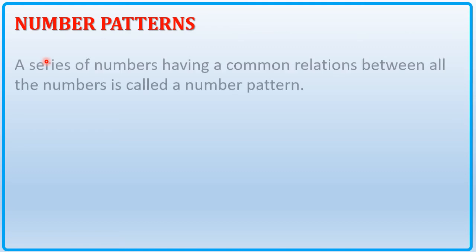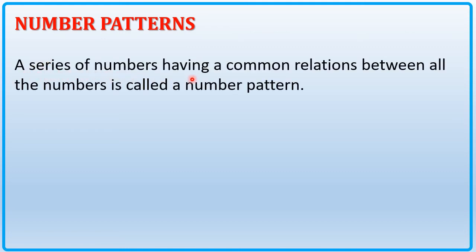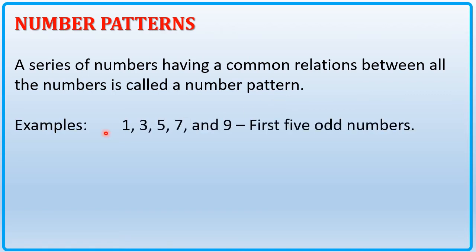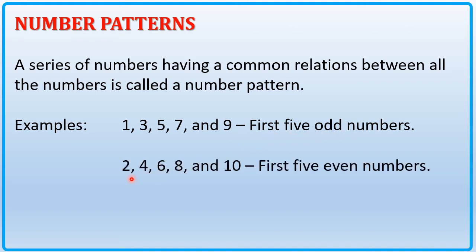Now let us understand what are number patterns. A series of numbers having a common relation between all the numbers is called a number pattern. Examples: 1, 3, 5, 7 and 9. These are first 5 odd numbers. We have another example: 2, 4, 6, 8 and 10. These are first 5 even numbers.